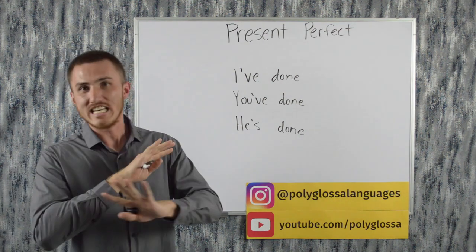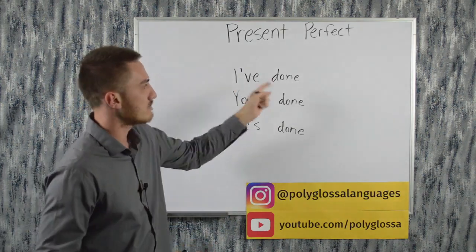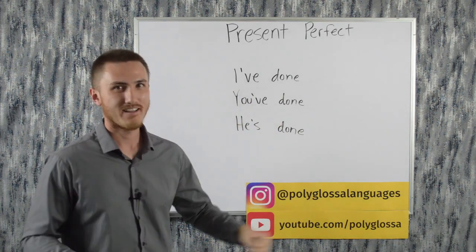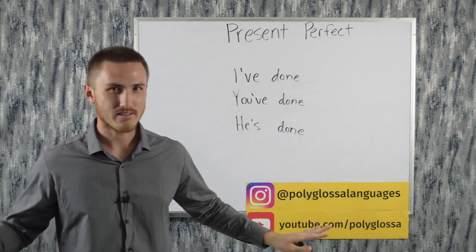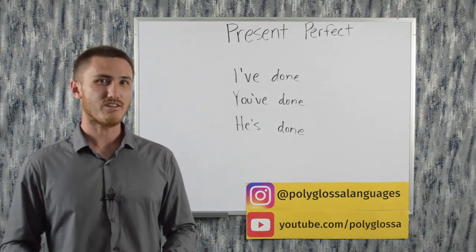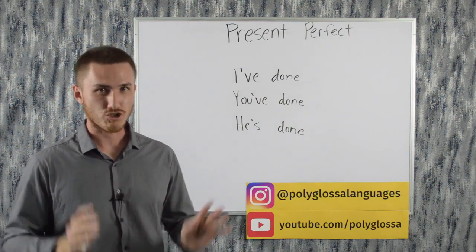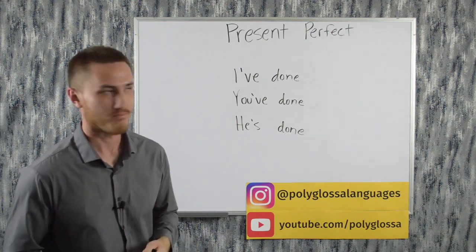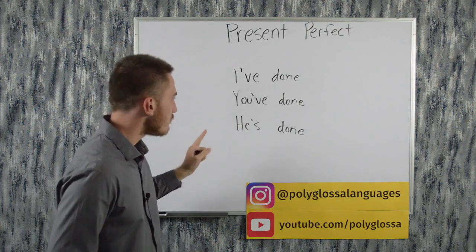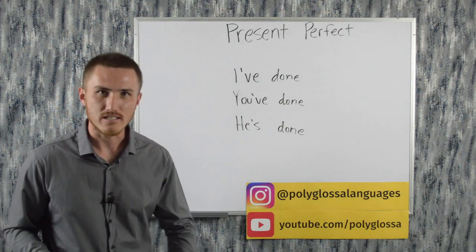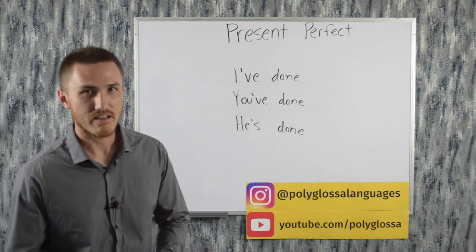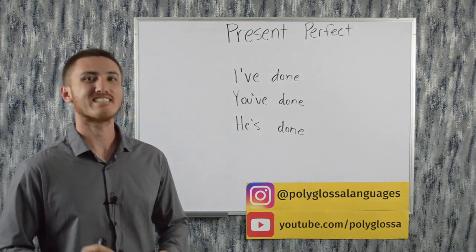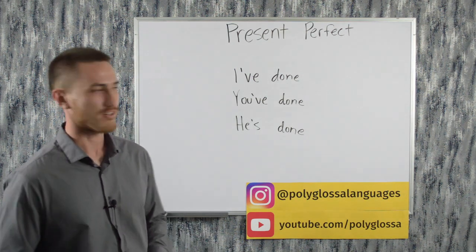So I would never say, I have done, or you have done, or he has done. I would never say this, so you shouldn't either. You should always contract your subject and auxiliary verb when you can. I've, you've, he's, she's, we've, they've, all of those contractions will help you sound more like a native speaker.